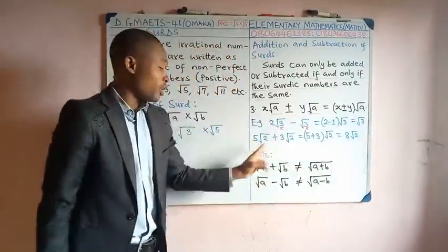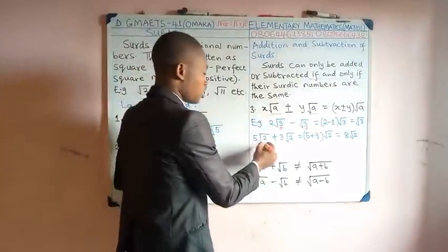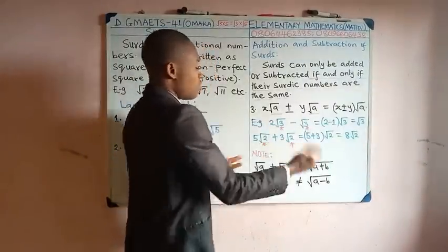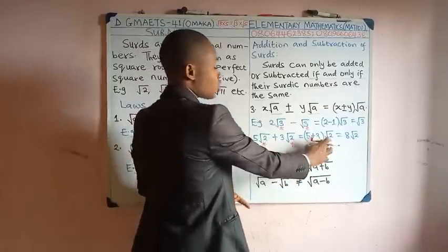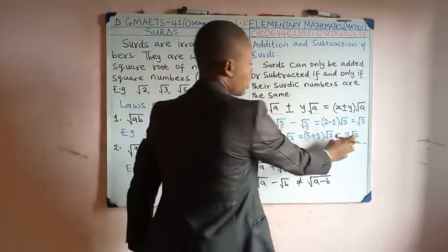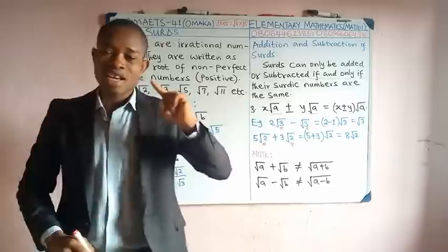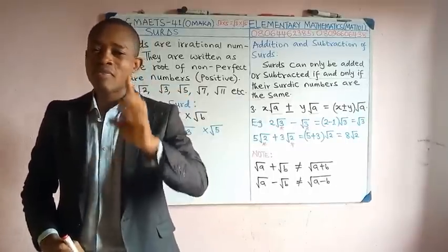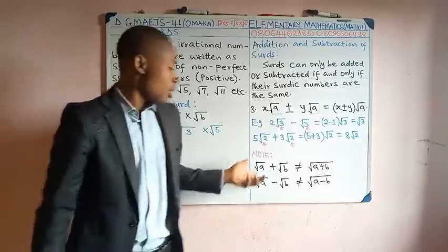Look at another example here: 5 root 2 plus 3 root 2. Take note that their surdic parts are also equal in this case. So irrespective of the number multiplying the surdic part, as long as this surdic part is the same, you factorize the surdic number, which is root 2. Then we can add up 5 and 3, which gives us 8 root 2. So this is how we do addition and subtraction of surds. Their surdic numbers must be the same for you to be able to add or subtract. Otherwise, you cannot add or subtract them. Please take note of this.